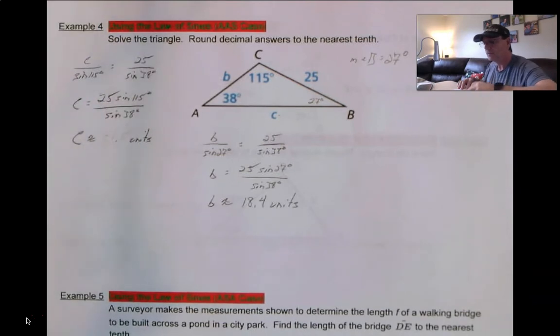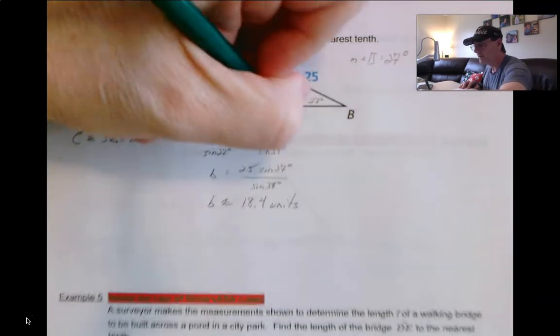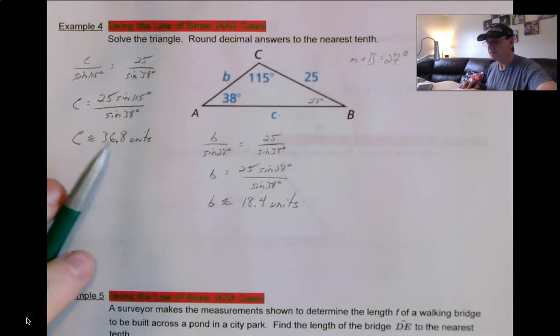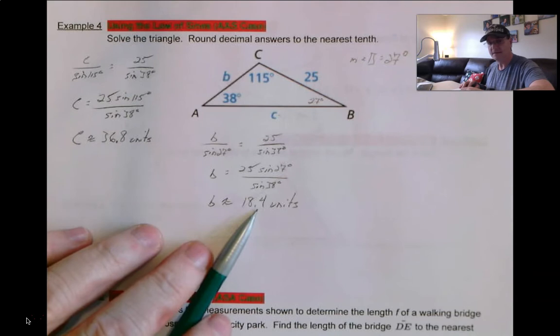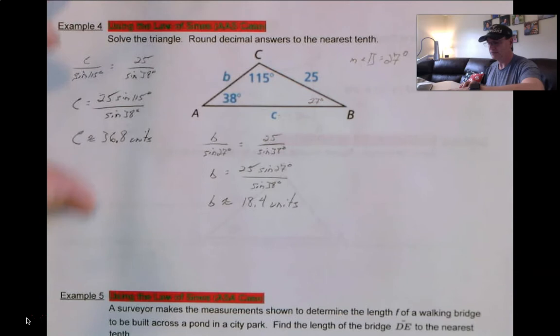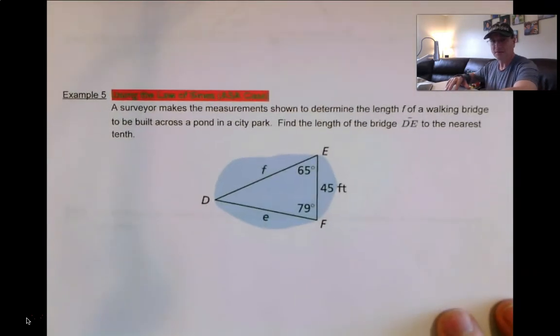25 times sine of 115 divided by sine of 38 equals 36.8. So little c is 36.8 units, little b is 18.4 units, and the measure of angle B is 27 degrees. And there's example 4 fixed now. Example 5.